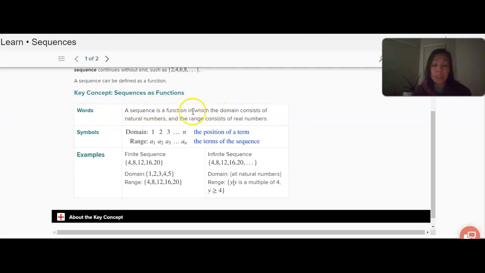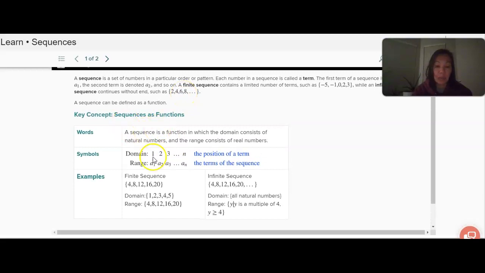In words, a sequence is a function, and the domain of that function is natural numbers, 1, 2, 3, 4, 5, so on and so forth. And the range is real numbers. So we don't have to deal with imaginary, that's good. And so in symbols, we would say the domain is 1, 2, 3. So for instance, for this finite sequence, the first term is 4. The second term is 8. So the domain is the number of the term, and the range is the actual term itself.